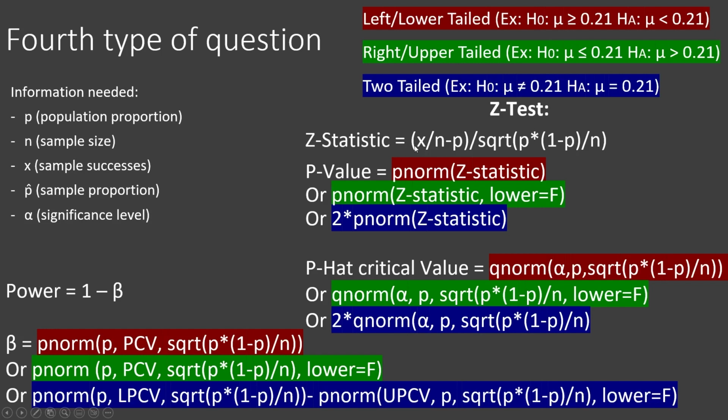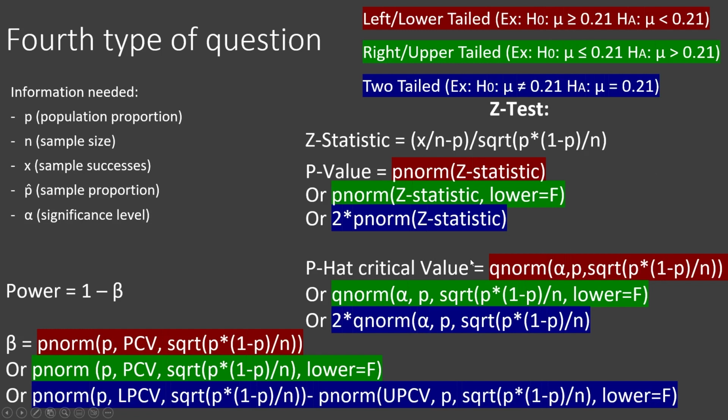So anyways, for the z-statistic, you go sample successes divided by sample size minus population proportion. All right, you divide all that by the square root of your population proportion times 1 minus your population proportion, and then that divided by n, all right? And then once you got that, you get the picture. For the p-value, you do the pnorm of the z-statistic.